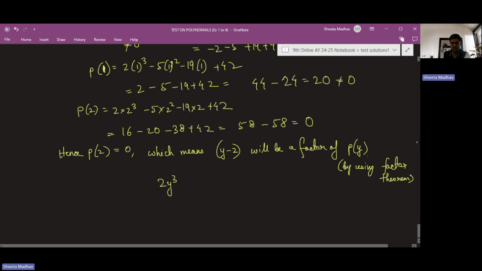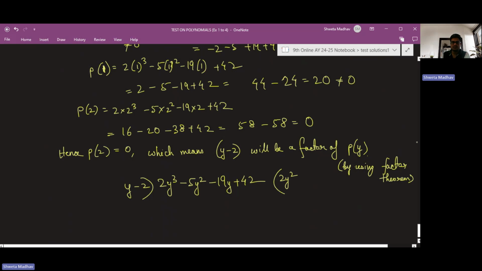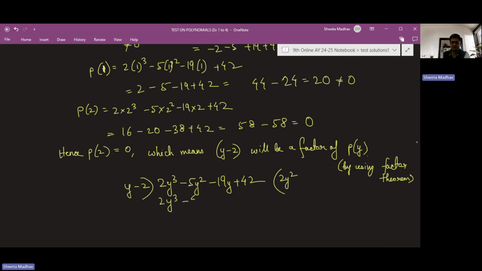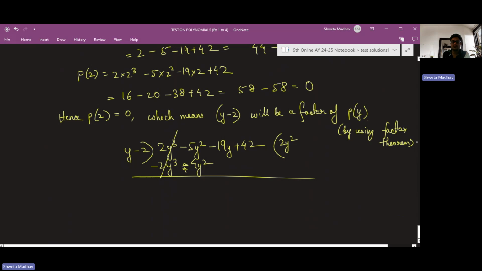So if 2y cube minus 5y square minus 19y plus 42 is divided by y minus 2, then here we need 2y cube, so we have to multiply this with 2y square. So 2y square into y minus 2 is 2y cube minus 4y square. Then we will subtract it, so the sign will change. So 2y cube minus 2y cube will get cancelled, and then minus 5y square plus 4y square is minus y square minus 19y plus 42.